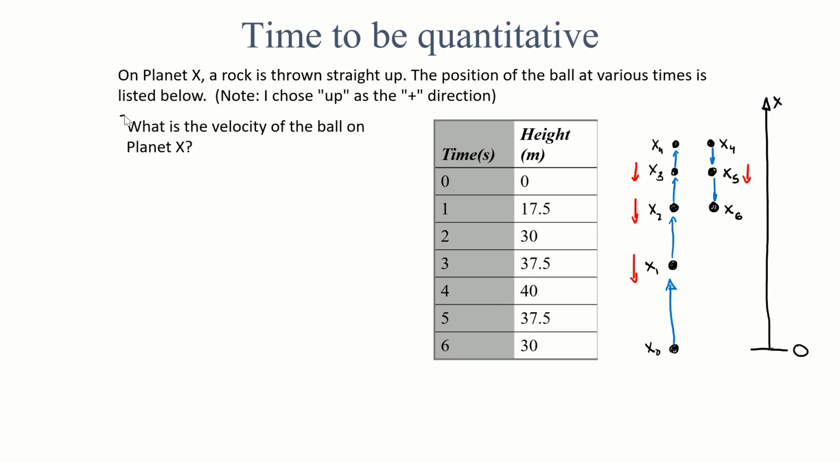So if someone were to ask, what's the velocity of the ball on this planet, how would you answer that? Well, it's a pretty vague question, right? What do we mean? The velocity is clearly changing. You threw it up very fast, it slowed down, it turned around. What are we talking about?